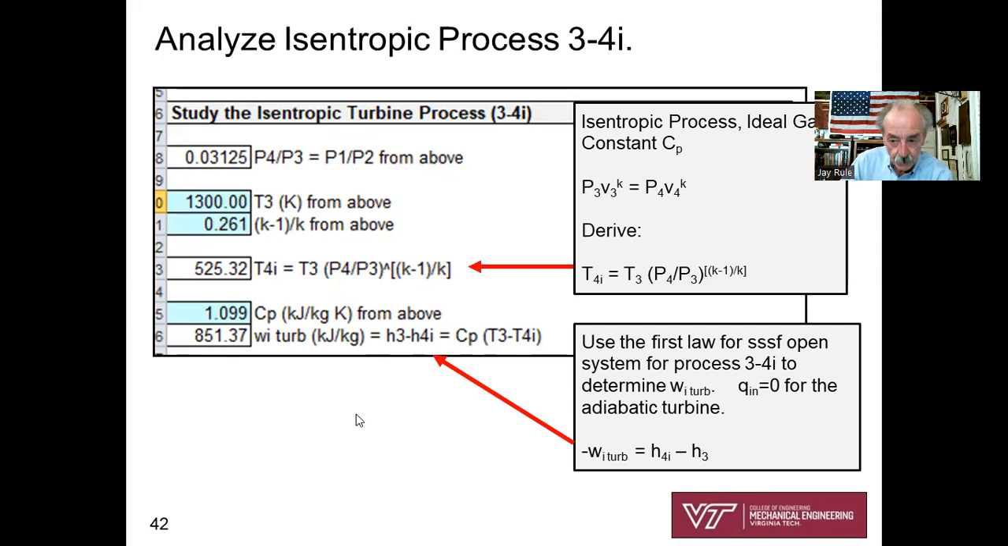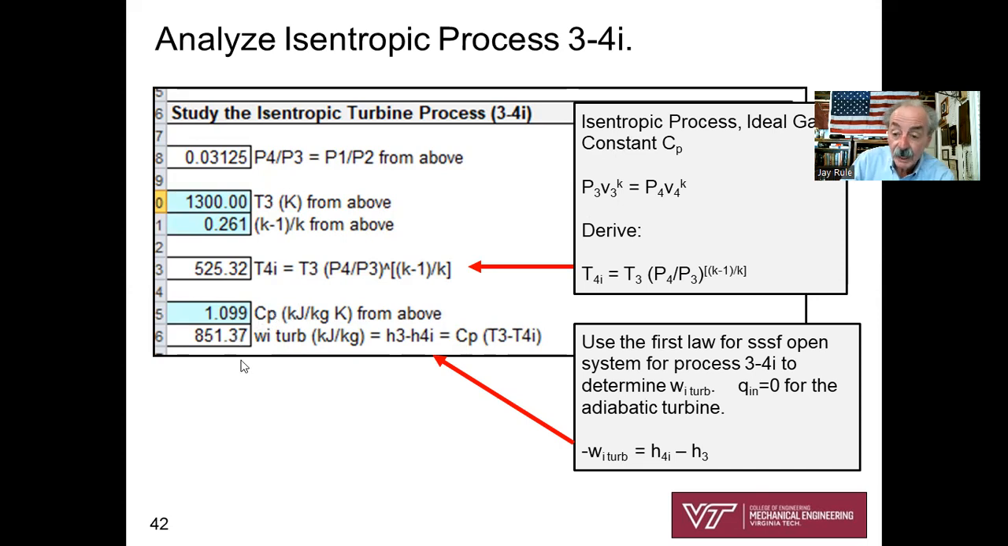Now we're moving to the turbine section. We're going to analyze the isentropic process first. Same isentropic, ideal gas, constant specific heat. PV to the K is constant. So we derive T4 isentropic is T3 times P4 over P3, well, that's going to be 1 over 32, to the K minus 1 over K. So the same idea here. We've got all these numbers from our previous work. T4 isentropic is 525.32 degrees K.